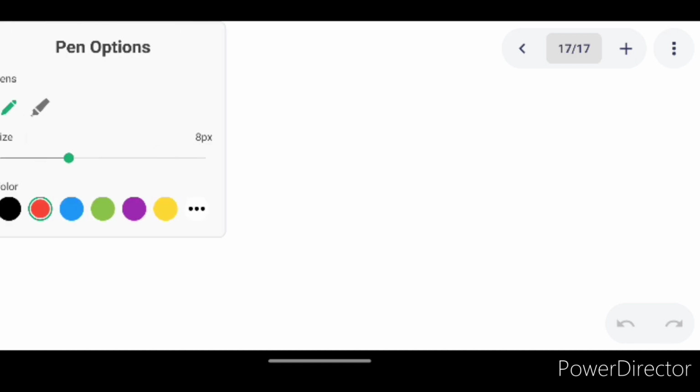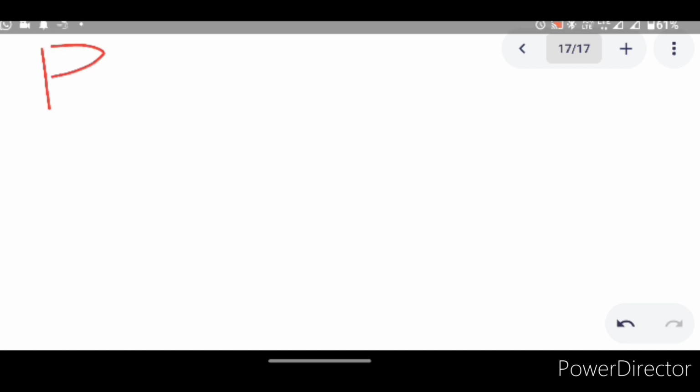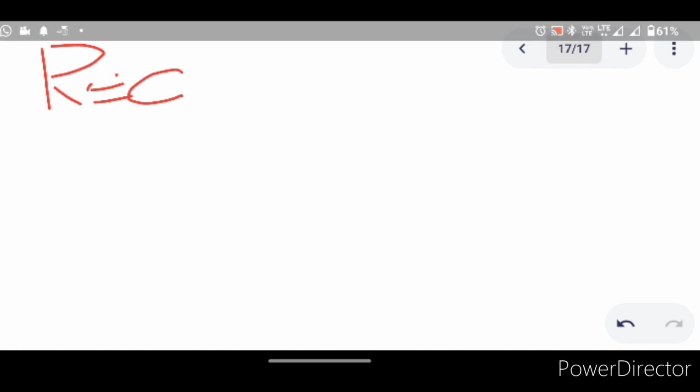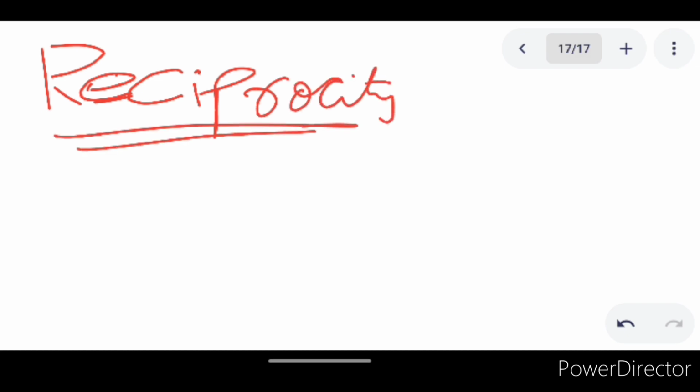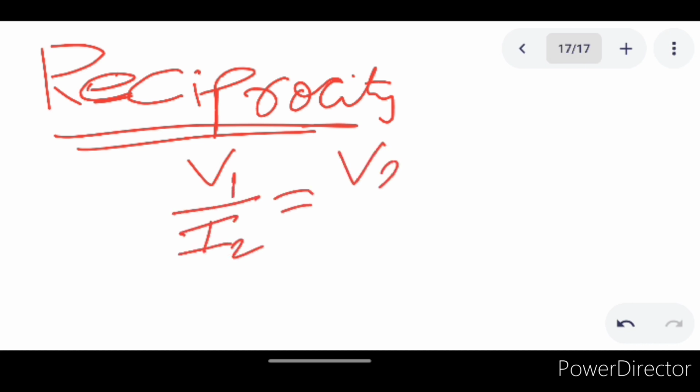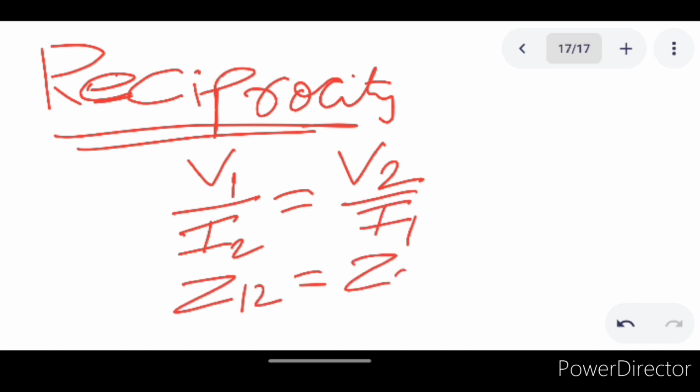Now let us go for reciprocity. For reciprocity, according to the reciprocity theorem, V1 by I2 is equal to V2 by I1, nothing but Z12 is equal to Z21. This is the condition of Z parameters for the reciprocity condition.